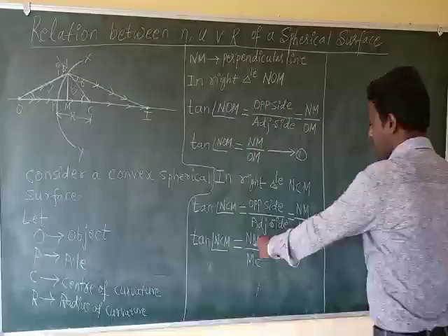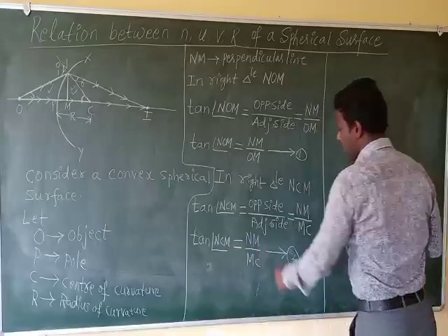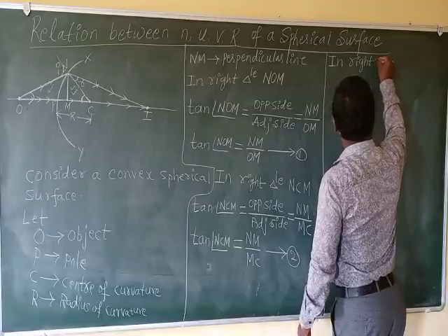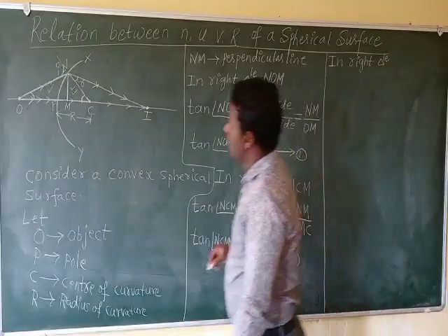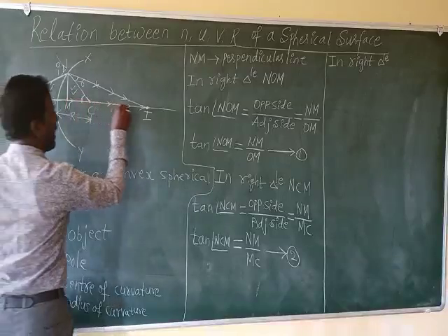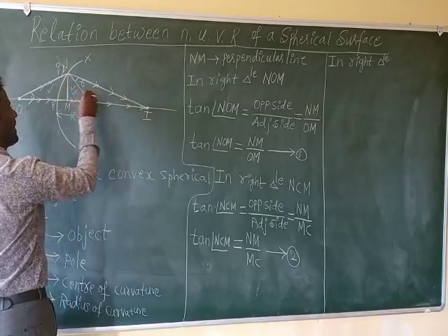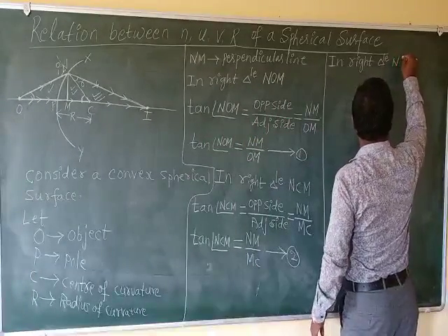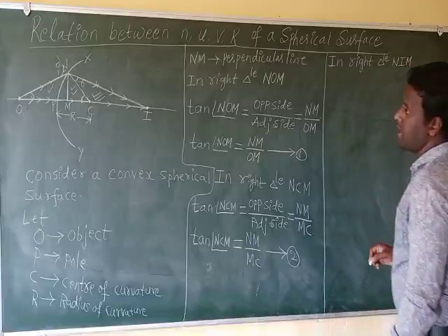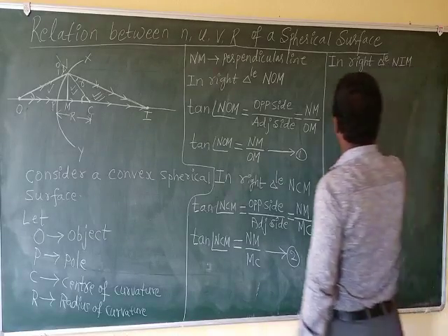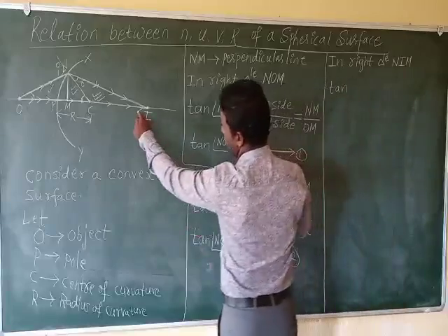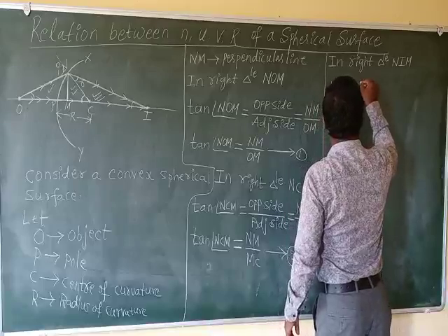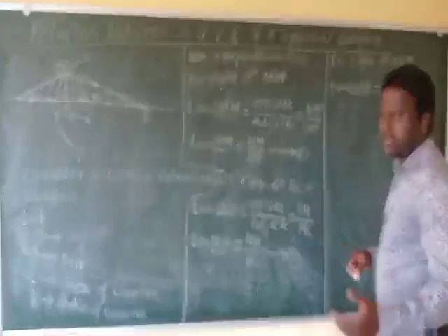Tan of angle NCM equals NM by MC. Third one, in a right triangle. In another right triangle, NIM, the third right triangle. In the third right-angled triangle NIM, tan of the angle, this angle theta, angle NIM.